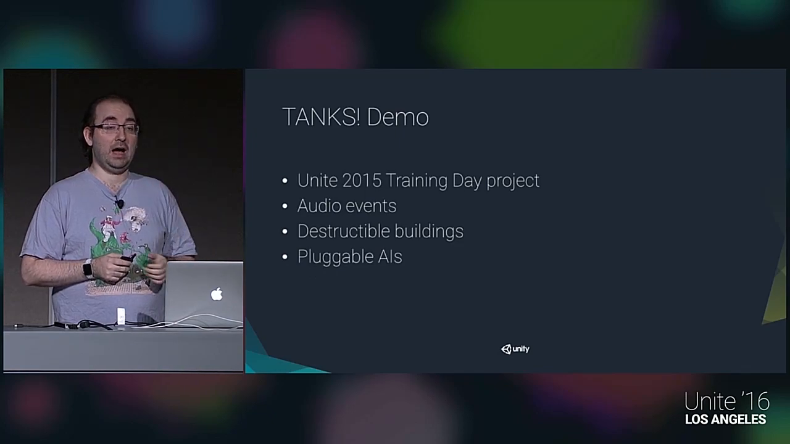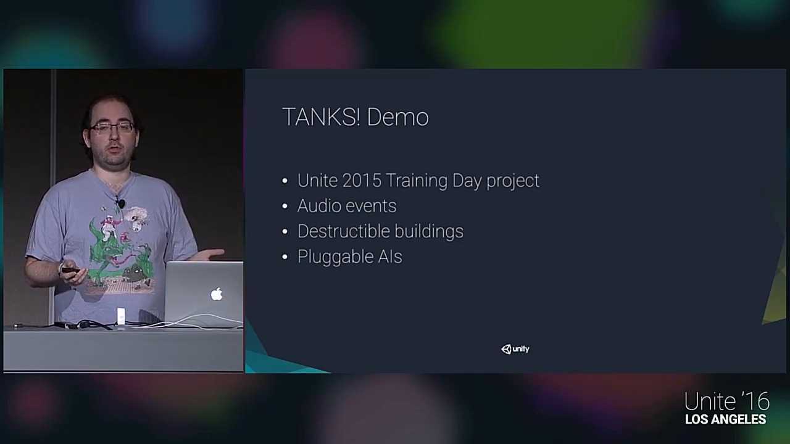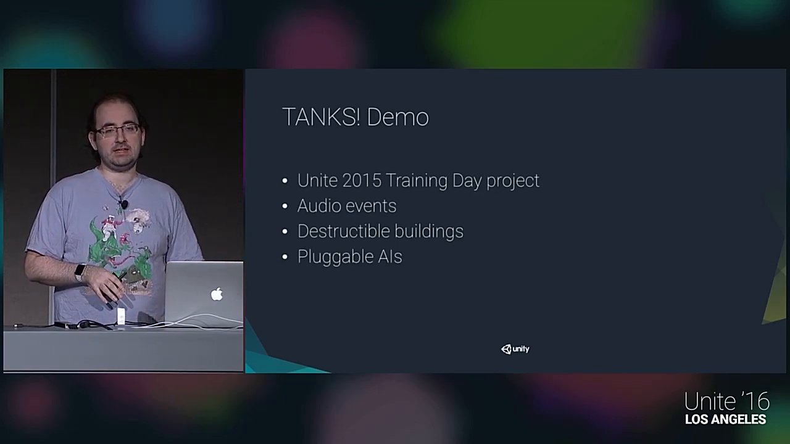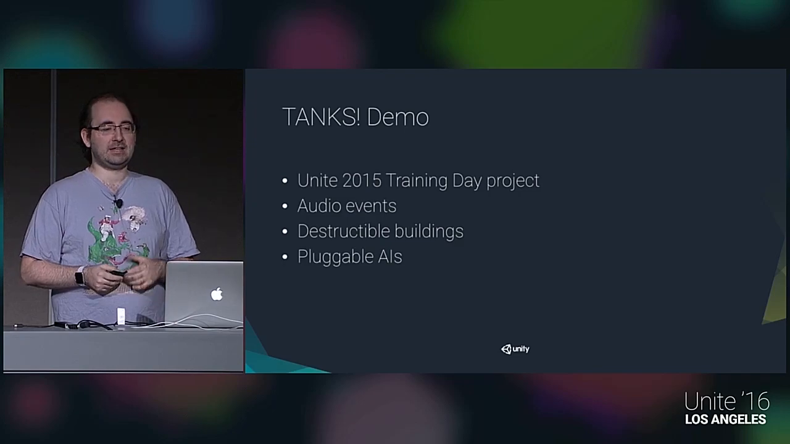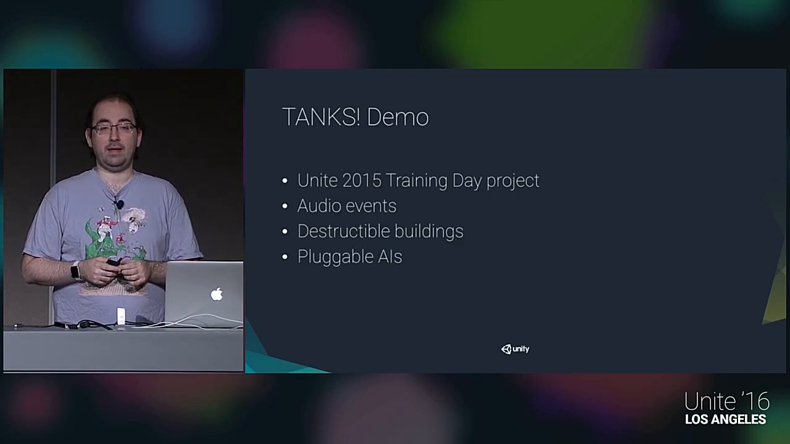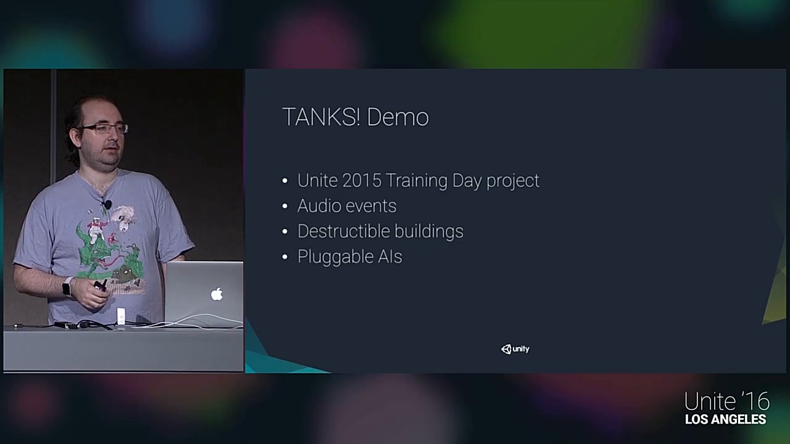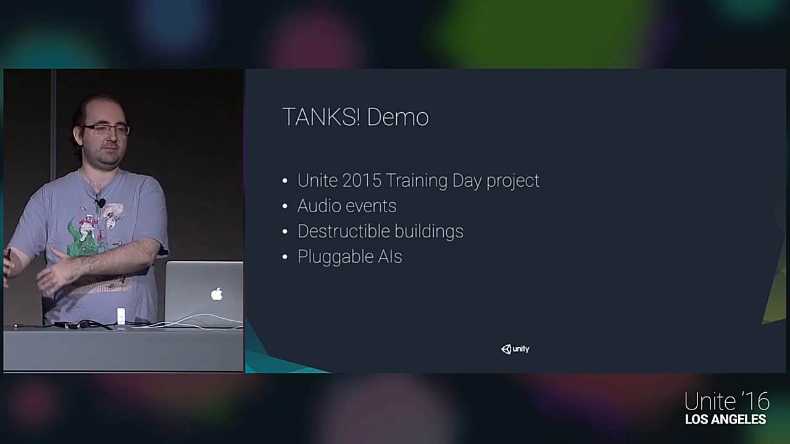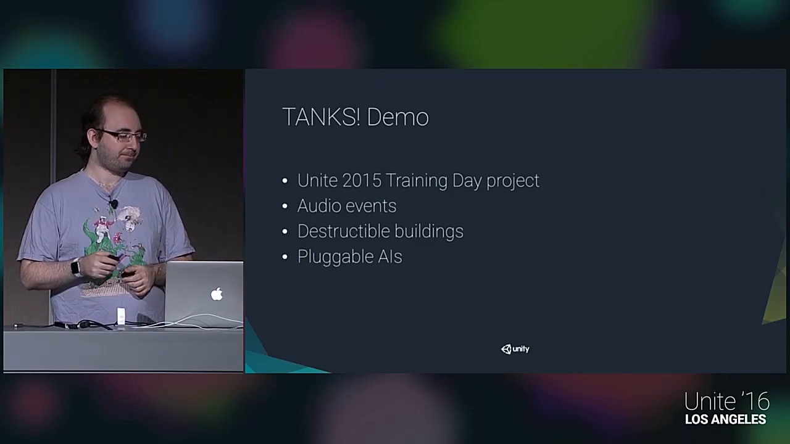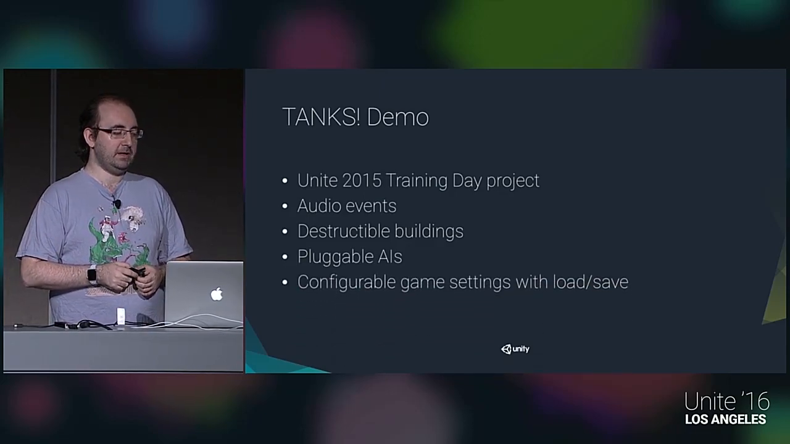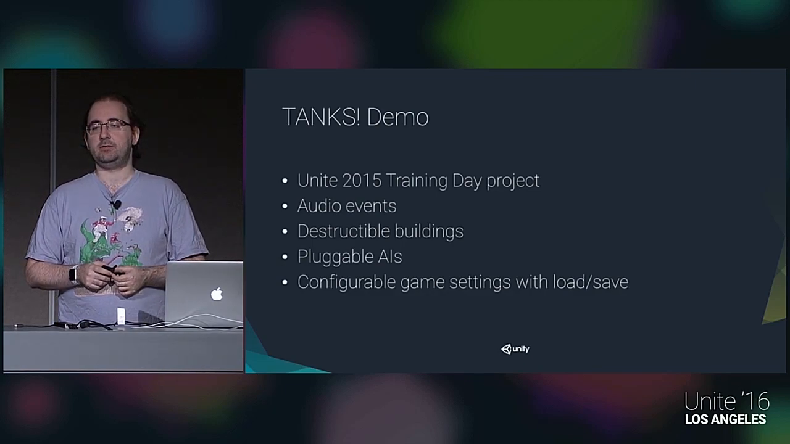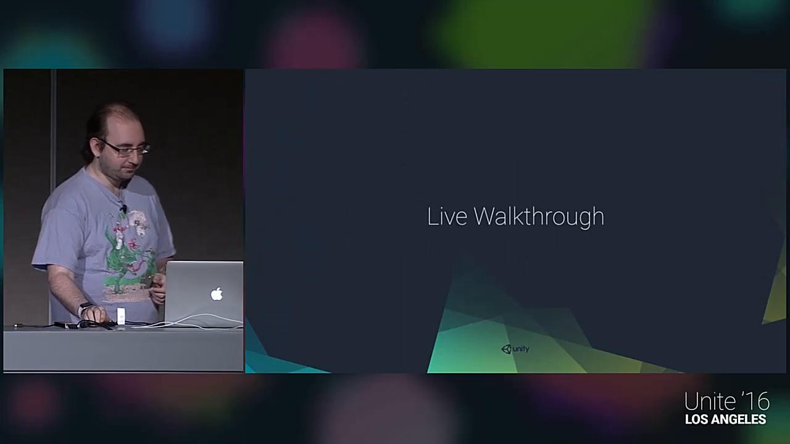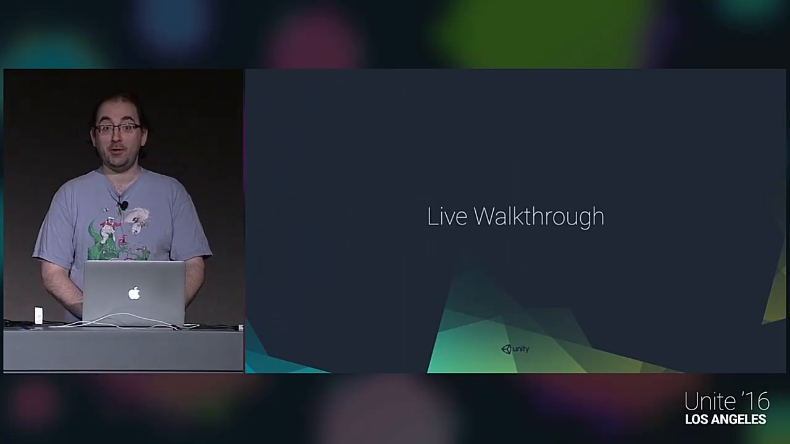Thirdly, I'm going to add pluggable AI. The demo that they made for training day was purely human-controlled: one player on WASD, the other player on the arrow keys. I'm going to add AI-driven players as well, and make it configurable. So do you want to play AI versus AI even? Or two humans versus six AIs, or whatever you like. And we're going to look very briefly as well at configurable game settings with load and save. So this is where everything's going to go horribly, horribly wrong.